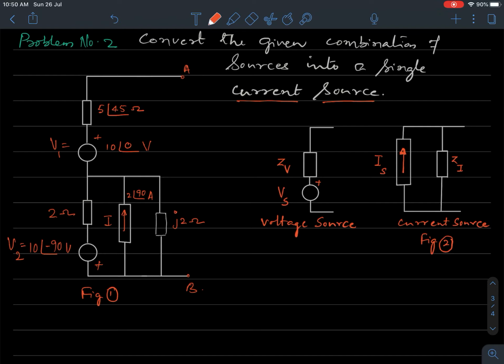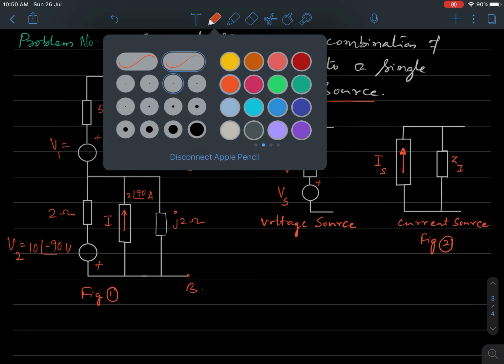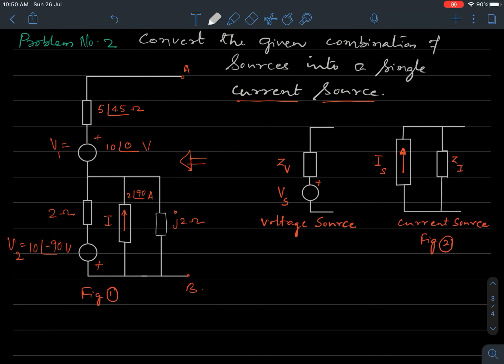As you can see, if you view the network between the terminals A and B, how does the circuit appear? We can see that this V1 source is one independent quantity, whereas the source V2 and the source I are in parallel. Between A and B, these two parallel sources, when converted to a single equivalent, will come in series with V1. So this network is viewed in this manner.